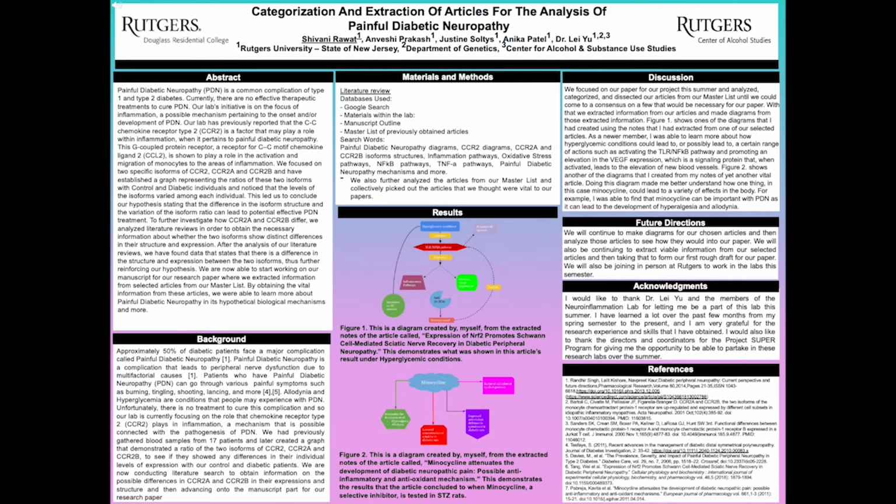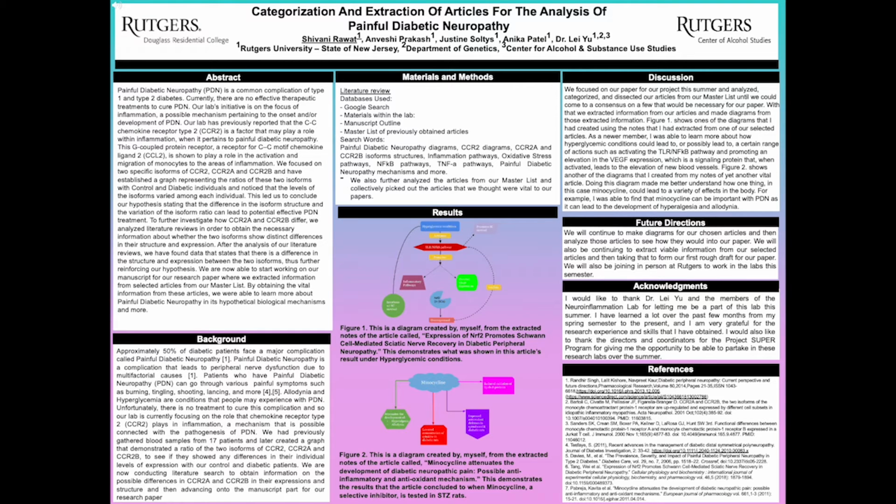Knowing that, we are now working on our paper for this project and have obtained articles from our master list that we think are valuable to our paper. We also used the Google search engine to search up on a couple of diagrams that would mention a lot of the pathways that we were incorporating into our paper. Some pathways include NF-kappa-B, TNF-alpha, and possibly any other diagrams that would show us mechanisms and their connections to PDN.